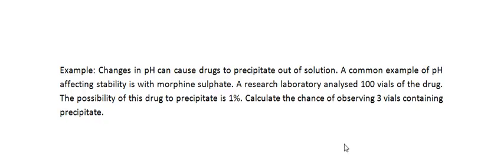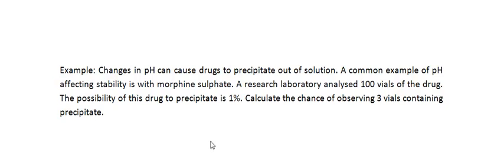Let's begin here with the first example for binomial probability distribution. Now the question is, changes in pH can cause drugs to precipitate out of solution. A common example of pH affecting stability is with morphine sulfate. A research laboratory analyzed 100 vials of the drug. The possibility of this drug to precipitate is 1%. Now calculate the chance of observing 3 vials containing precipitate.